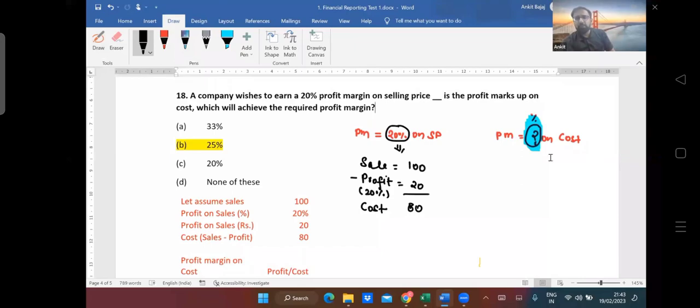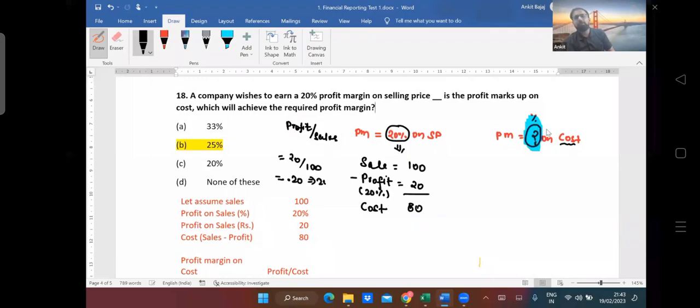Now, 80 rupees is the cost. If I want to find out what percentage of profit the company will earn on cost, is it possible? If you see, 20 rupees is the profit and cost is 80 rupees. Here the company calculated the 20% profit by dividing profit by sales. Profit is 20 and sales is 100, so you will get 0.20, which is equivalent to 20%.